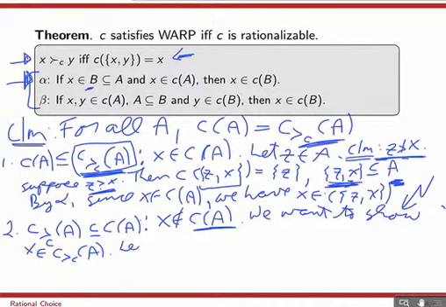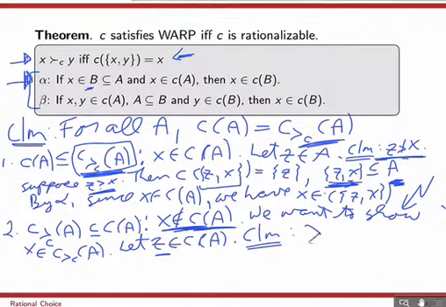So let Z be an element of C of A. We have this option Z here, which we know has to exist because C of A is not empty, and we know it's not equal to X because we're supposing X is not an element of C of A. So our claim is that Z is in fact strictly preferred to X.